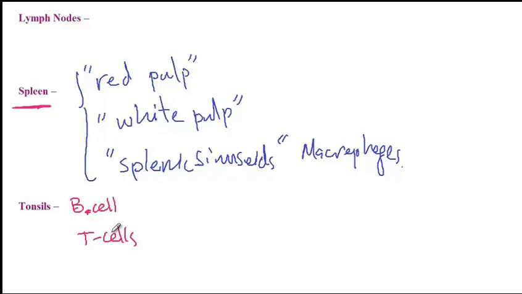So if you have a friend who tells you my tonsils were removed at an early age, that tells why, because he or she probably had an infection. It got enlarged to a point that the doctors were worried it could cause obstruction of the upper airway.